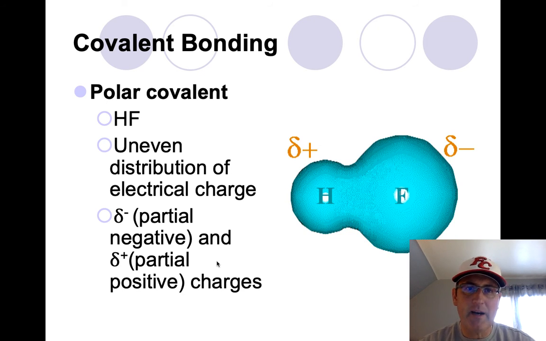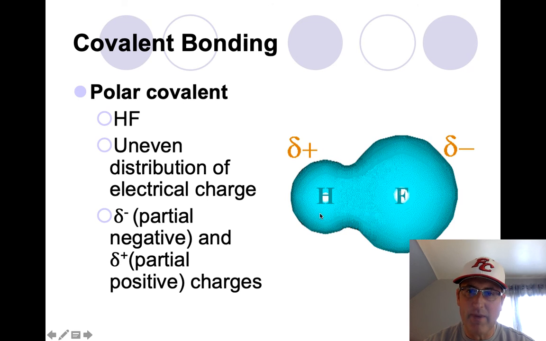The other type of covalent bonding is called a polar covalent bond, and that's when you have an uneven distribution of charge. It's not great enough to actually form an ionic substance, but the charge is not evenly distributed. The more electronegative atom, in this example fluorine, holds the electrons more of the time. So when there are more electrons around fluorine, it gets what we call a partial negative charge. We don't label it just as negative because it's not an ion, it's partially negative.